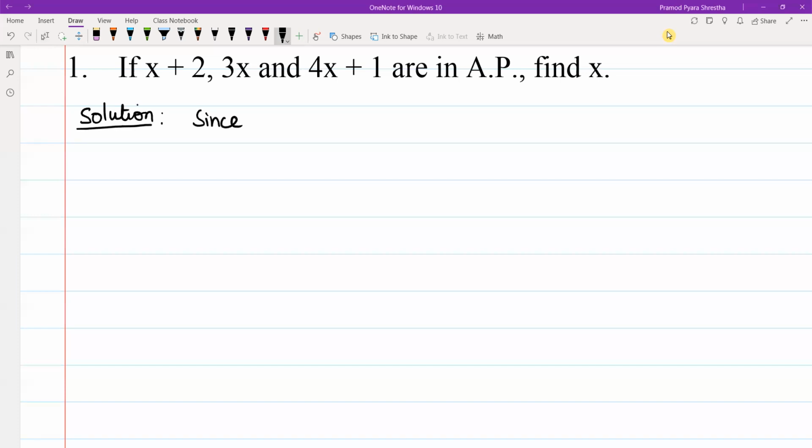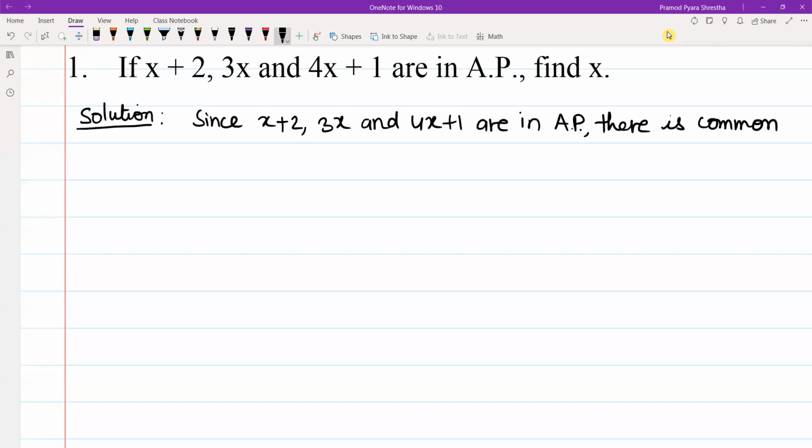Since x plus 2, 3x, and 4x plus 1 are in AP, arithmetic progression, there is a common difference. Common difference means that the difference between any of its terms and its preceding term is the same. So we can write this as t2 minus t1 is equal to t3 minus t2.